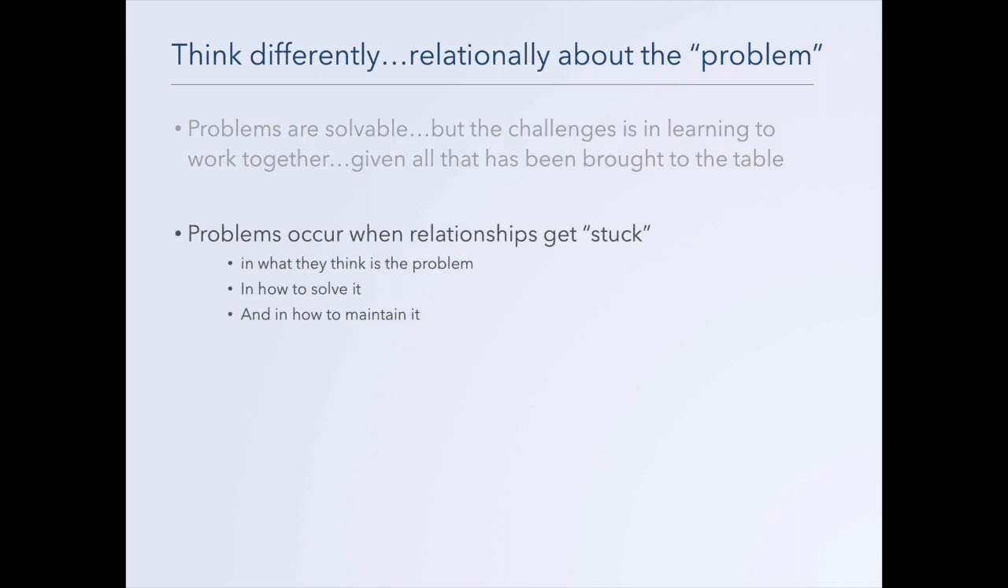So the point here is that problems are solvable, but the challenge is in helping them learn to work together, given, as we particularly at FFT say, all that they've brought to the table, or all that's behind the particular problem. Problems occur when relationships get stuck. What that means is that relationships are stuck and they can't respond in a creative way to what it takes to solve this one. So it's in what they think about it, it's in what they do about it, and it's in how they get stuck in maintaining it.